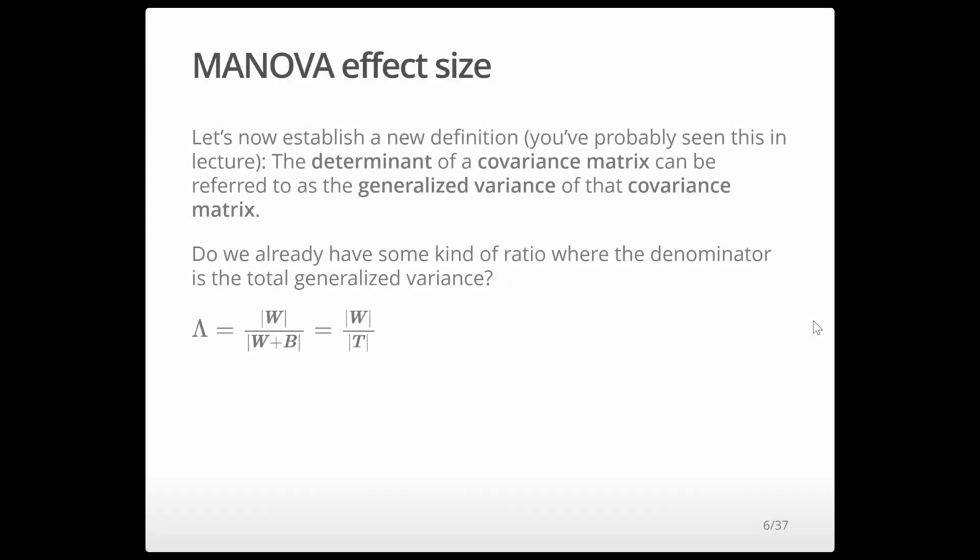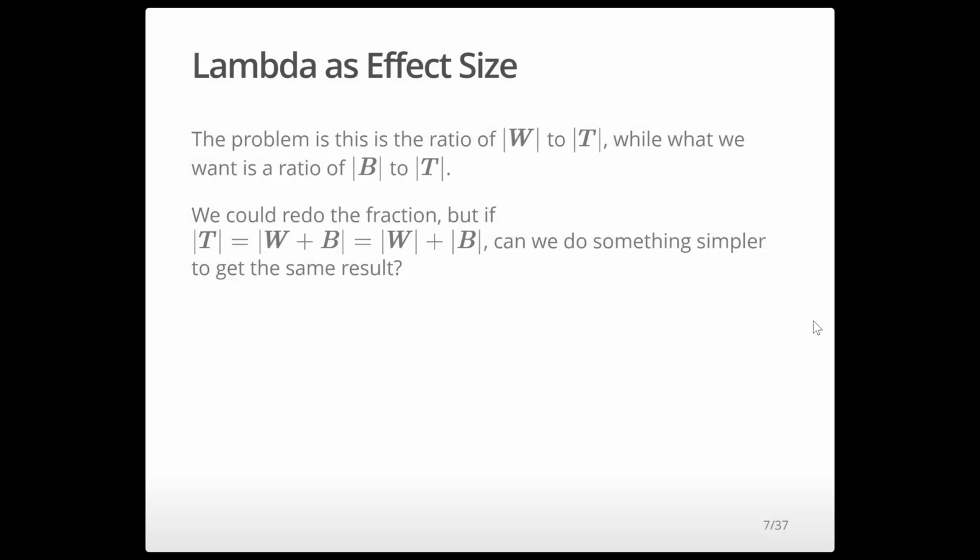We have seen this with Wilks' lambda, which is the ratio of the determinant of the within SSCP matrix to the determinant of the total SSCP matrix. This is pretty close to what we need. The problem is that this is actually the reverse of what we need. This is the ratio of the within effect. What we want is the ratio of the between effect to the total effect. So we could redo the fraction and just sub in B, or we could do something a little bit simpler.